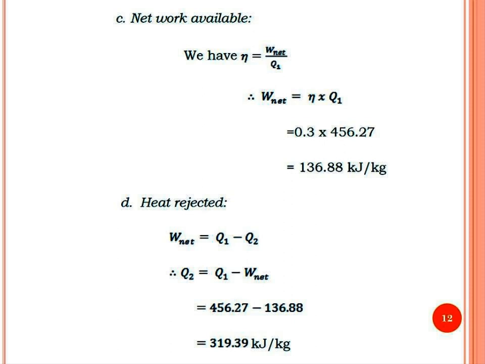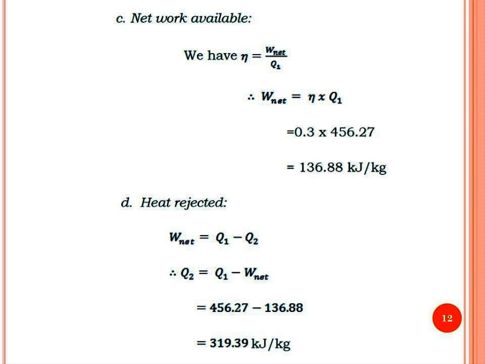Now the next task is net work available. We know that efficiency equals net work available divided by heat supplied. So efficiency is calculated, and also we had calculated the amount of heat supply. So based on that, directly we can calculate the net work available. Otherwise, we have to find out the turbine work and the compression work, and when we go for turbine work minus compression work, we will get net work available. So we can go for that method also.